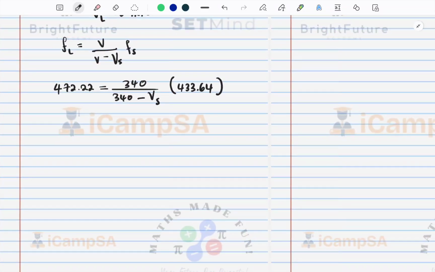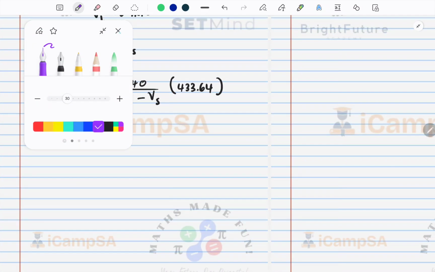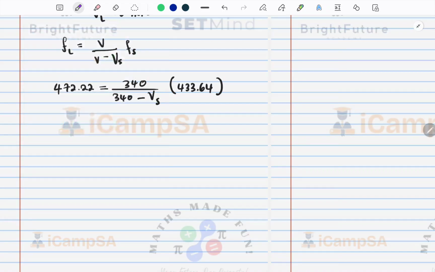Okay, now this is a matter of maths. When you are here, you can divide both sides by this number here, so that you can be able to cross multiply. So I can come here and say this is divided by 433.64, even here 433.64, so that this goes away. Okay, so now I'm left with this. Let me see what I'm getting. From here I'm getting 1.089. I can put it like so.